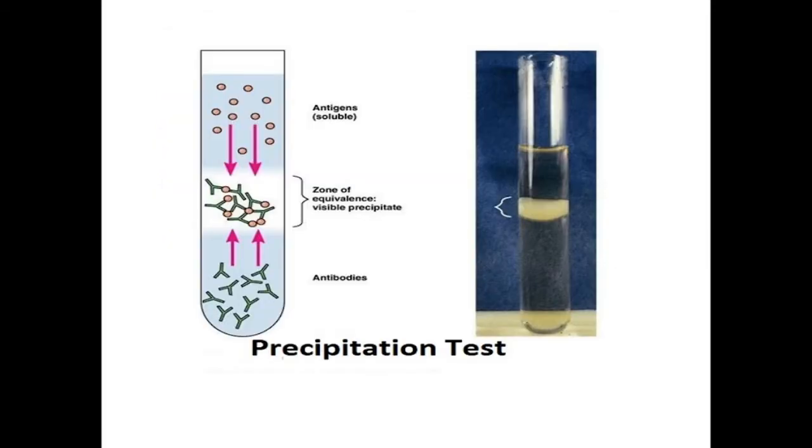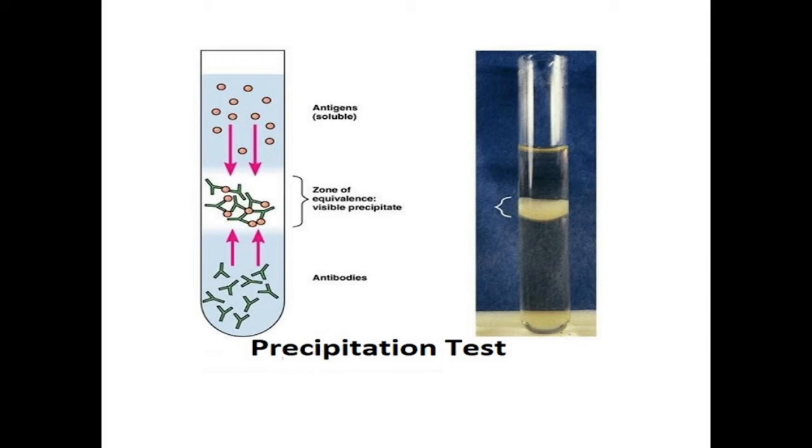The next is precipitation test. We are studying only a very little about this serological test, because you will study immunology in detail later, in your higher semesters. Here we are just touching all the tests. So next is precipitation test.